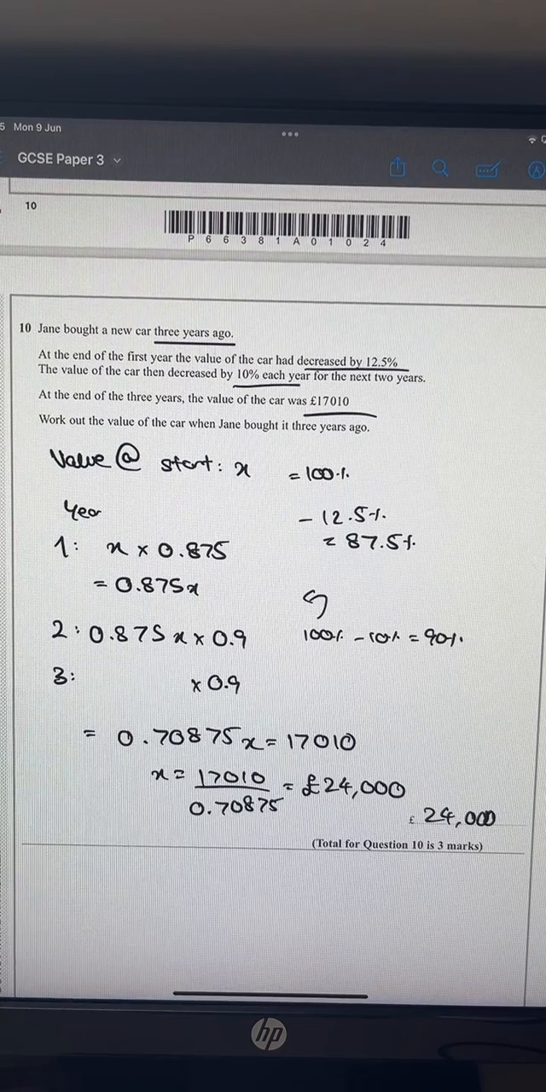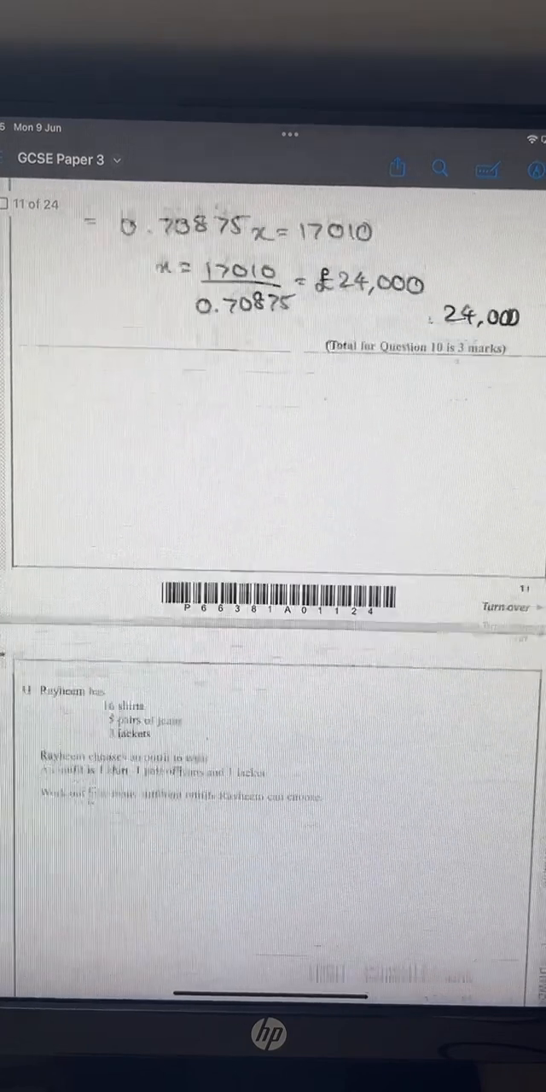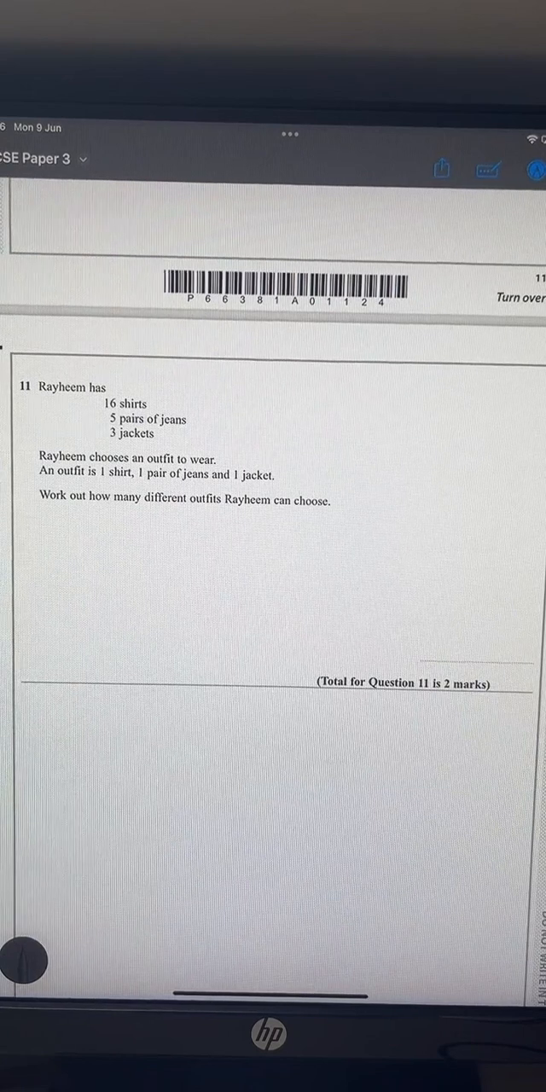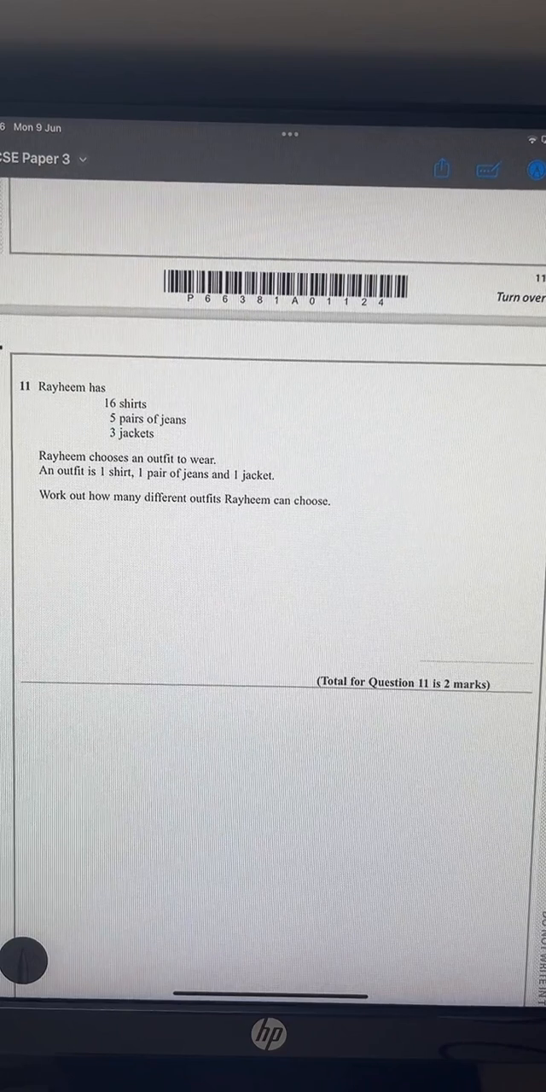And this is also applicable to A levels as well. Percentages always come up in a question, and they love depreciating values. All right, question 11. Raheem has 16 shirts, 5 pairs of jeans, and 3 jackets. What a wardrobe. Raheem chooses an outfit to wear: shirt, jeans, and jacket. Work out how many different outfits he can choose.